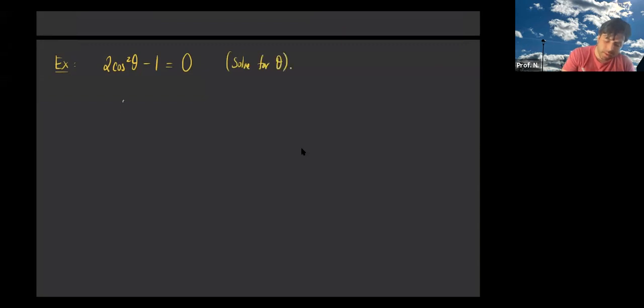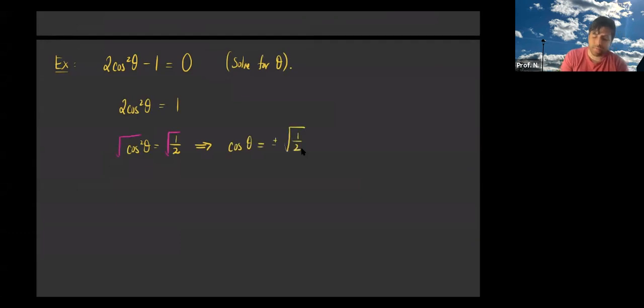So I'm going to add 1 on both sides, and I get 2 cosine squared theta equals 1. So cosine squared theta equals 1/2. And of course, I'm going to take the square root on both sides. But be careful. Whenever you take the square root of anything squared, I have to take care of the plus or minus. So this is plus or minus the square root of 1/2. So I'm going to have two equations, actually. I'm going to have cosine theta equals positive square root of 1/2, and cosine theta equals negative square root of 1/2.